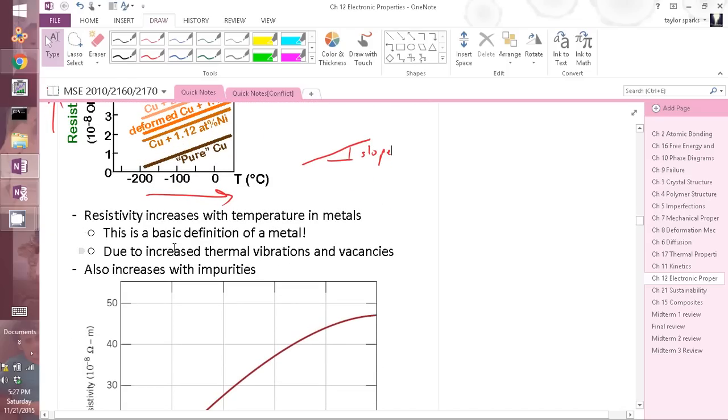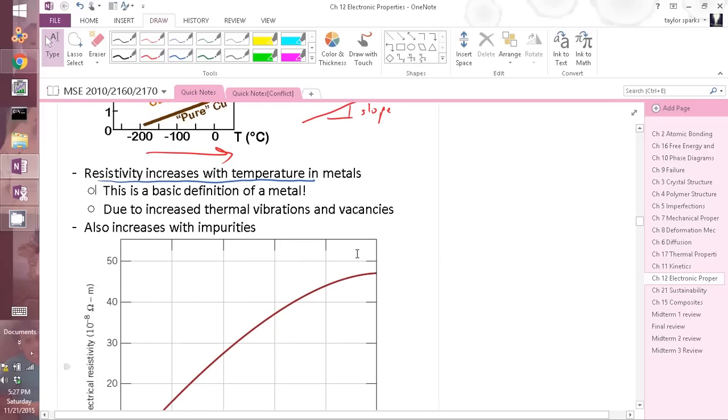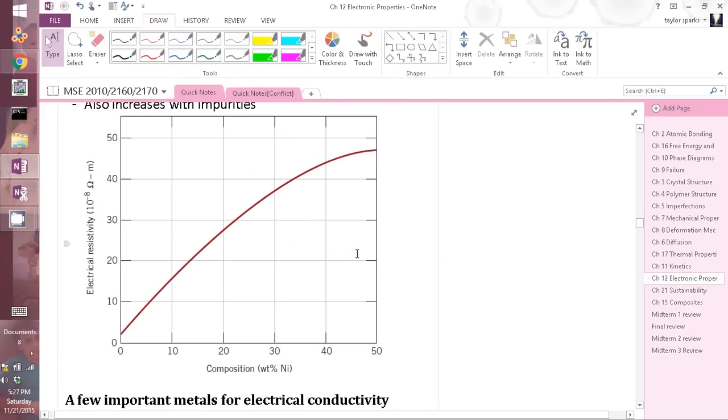This gives rise to an important concept. The electrical resistivity in metals should increase with temperature. This is a basic definition of metals. If you measure the electrical resistivity and it goes down with temperature, you do not have a metal. You have a semiconductor, right? This is a basic definition, right? Also, you should expect to see resistivity increase as you go from a pure material, pure right here, towards adding impurities. Right?